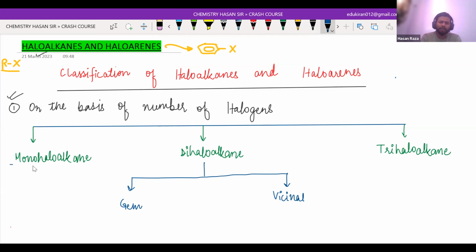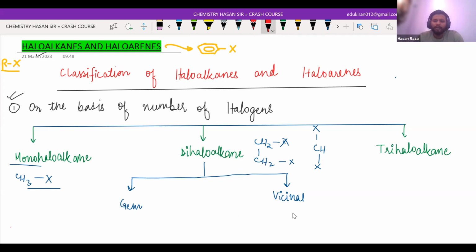Like monohaloalkane, that means one alkane is there, one halo is there. So it is your example of monohalo. Dihalo means two halogens are there. You can either write it like this, or you can write CHX. That means the halogen on the same atom and the halogen on the adjacent carbon. So there is geminal and there is vicinal dihalide.